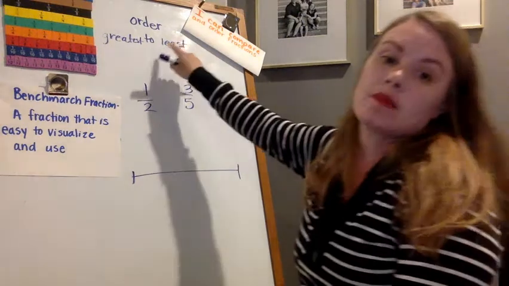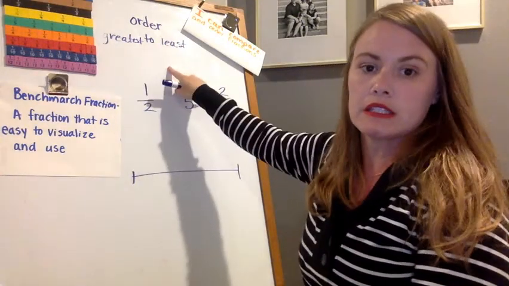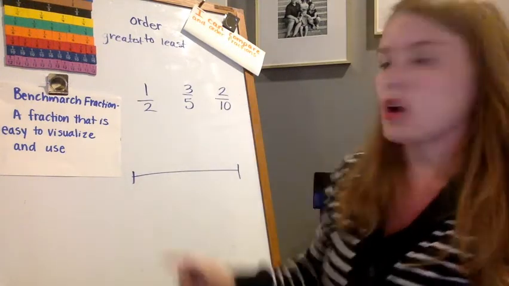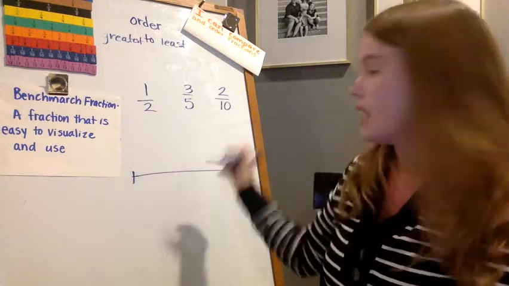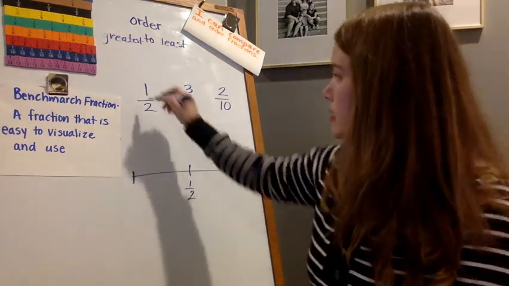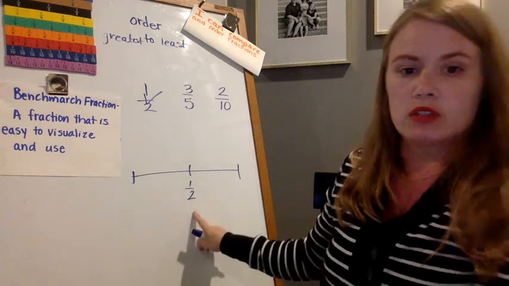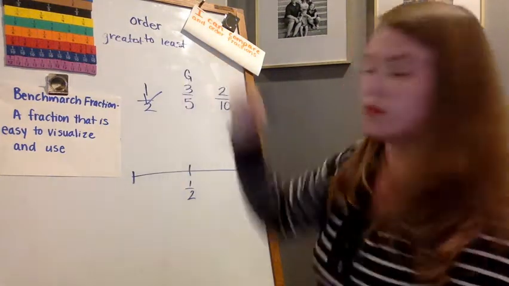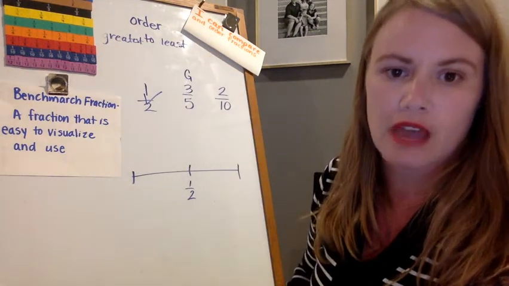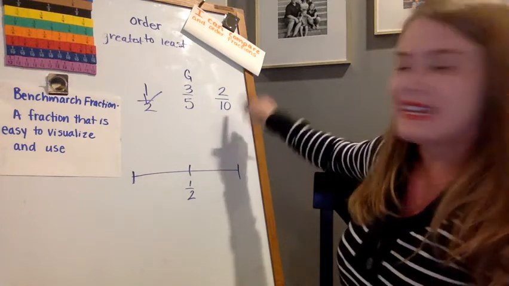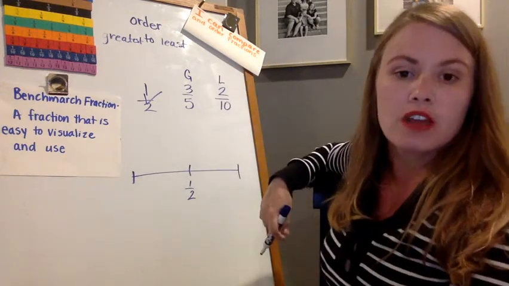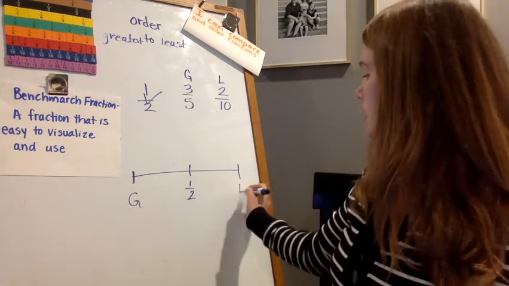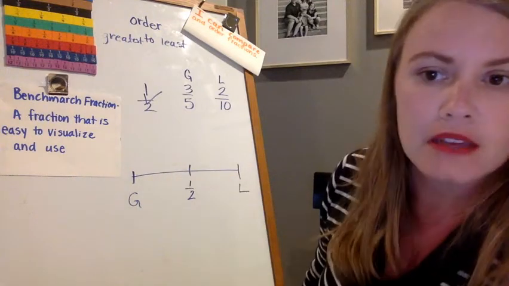So this time it's asking us to order from greatest to least. And I look at them, I have 1/2, 3/5, and 2/10. So I see that I have a benchmark 1/2, so I'm going to put 1/2 right there in the middle, check. And then I can just compare these to the benchmark. So I know that 3/5 is greater than 1/2 because 1/2 of 5 is 2.5. And I know that 2/10 is less than 1/2 because 1/2 of 10 is 5. So then I can just put these on my number line according to 1/2.